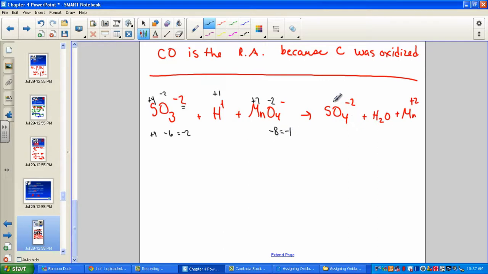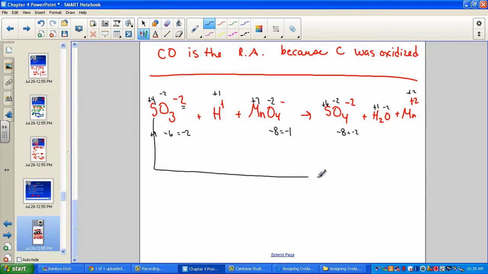Let's do the product side. Oxygen is always a -2, so I'm now at a total of -8. Sulfur must be a +6. Here's an easy one, +1 -2. And a monoatomic ion matches the charge, so manganese now at a +2. What's changed?